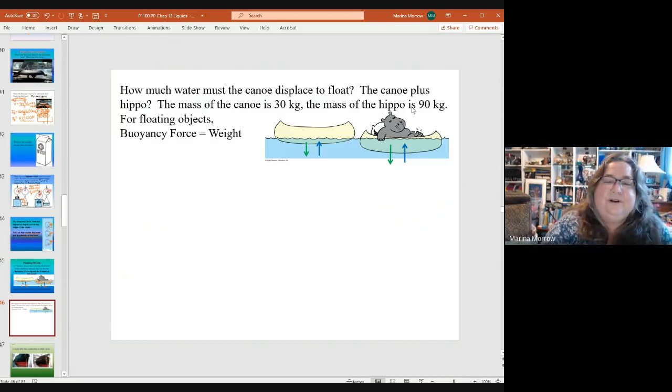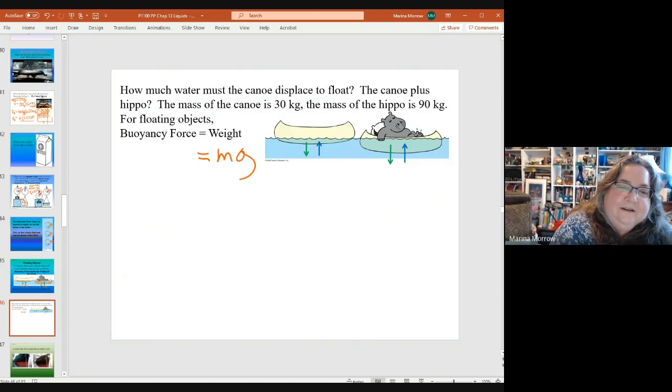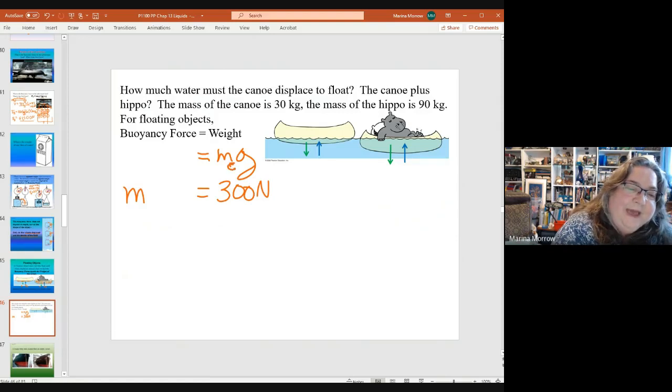So the buoyancy force equals the weight of the object. First of all, we'll find out the weight of the canoe. Well, that would be mg, right? So we're going to get 30 times 10. So that's going to be 300 newtons. That's going to be the buoyancy force, and the buoyancy force is the mass of the water displaced times g, right? Because it's the weight of the water displaced. So this was the mass of the canoe, but now we want to find out the mass of the water times g.